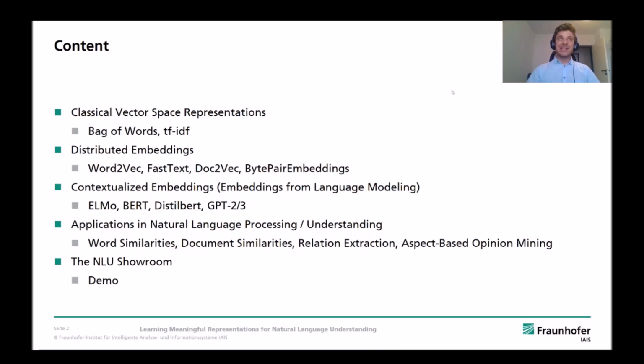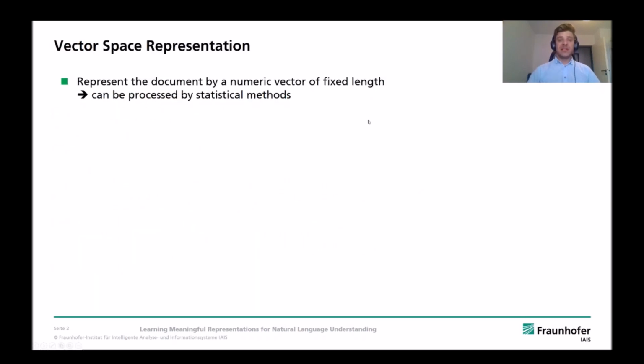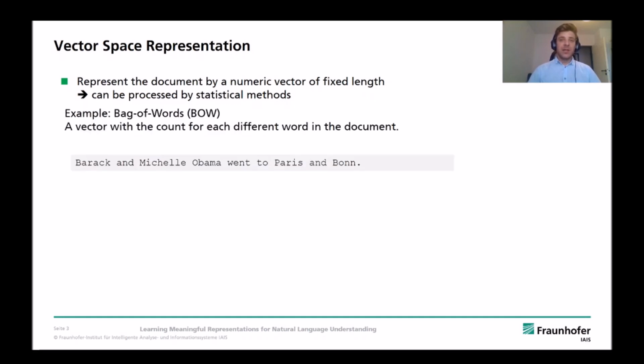Okay, let's start with classical vector space representations such as bag-of-words and TF-IDF vector representations. So we want to represent texts or documents in a way that computers and statistical methods can process them. And in order to do this, we are typically going to represent texts by numeric vectors of fixed length. A simple example of this is the bag-of-words representation. In a bag-of-words representation, we are going to create a vector and count each word in a document. So let's say we have the sentence Barack and Michelle Obama went to Paris and Bonn.